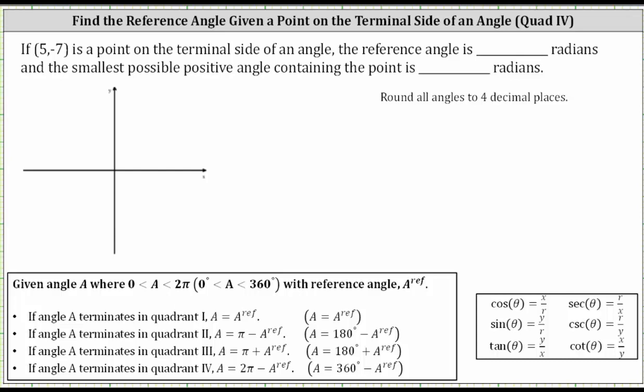If (5, -7) is a point on the terminal side of an angle, what is the reference angle in radians, and what is the smallest possible positive angle containing the point? Let's first plot the point (5, -7).